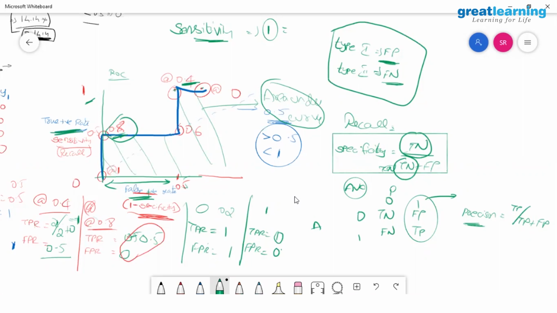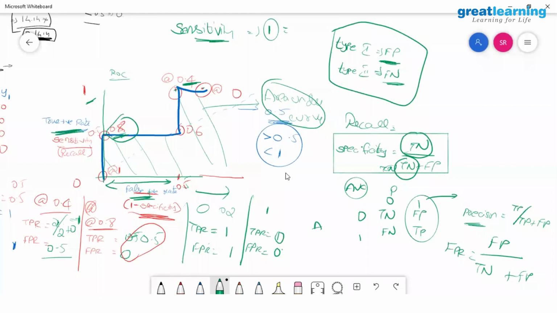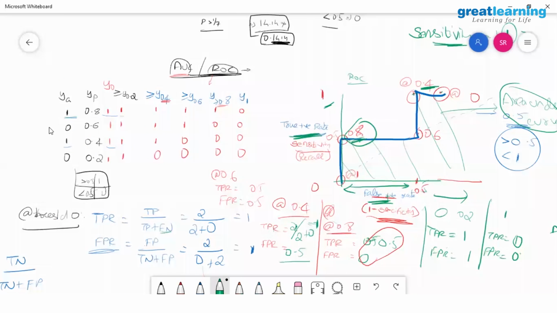That is the ideal situation we want. I mean, it will not happen in the market. But see, the false positive rate, or 1 minus specificity, is given by false positive divided by TN plus FP. I think this is the formula. FP divided by TN plus FP.